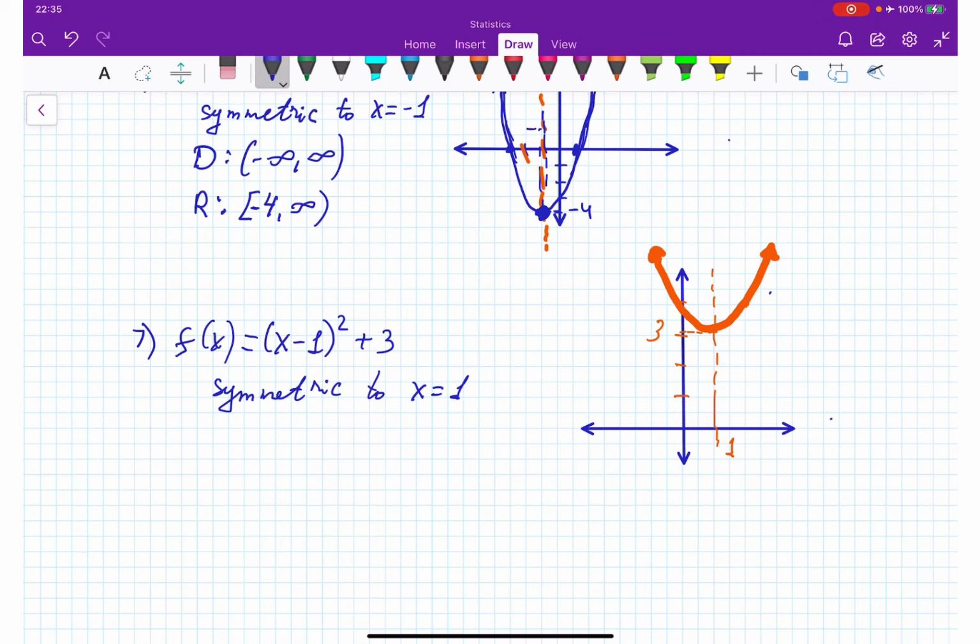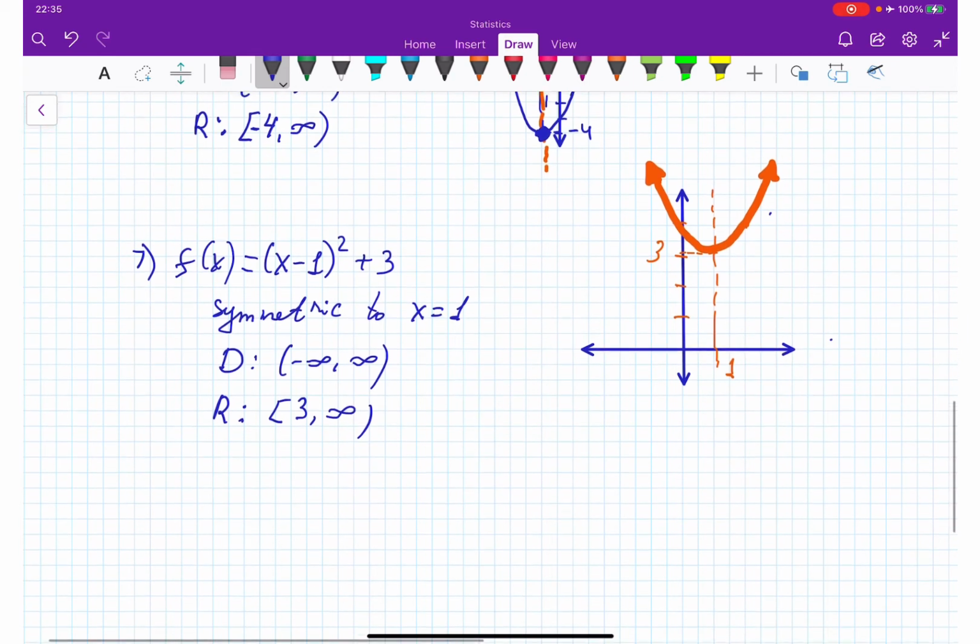Okay, domain, yet again, negative infinity, positive infinity. Domain is the value of x. Since it has arrows, and it doesn't have any interruption, it's running to infinity. And range, that's the value of y. Range is starting from the value of what? 3, right? Including 3. So 3 to infinity. Okay.